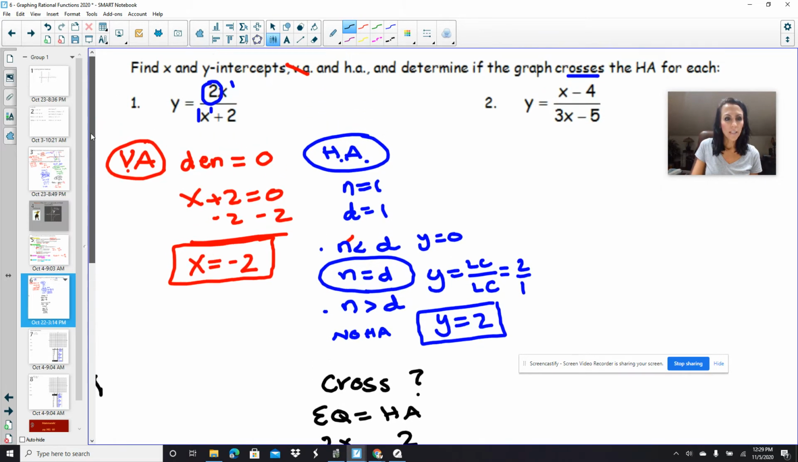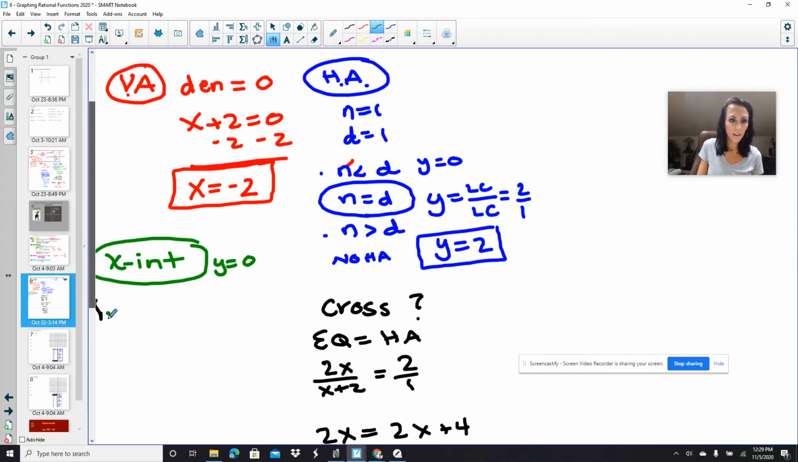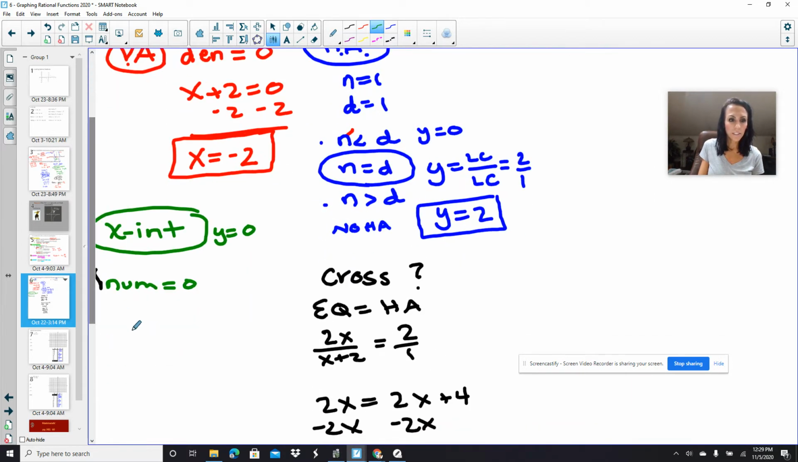Let's go to the x-intercepts. I'll come back down here. X-intercepts, where it crosses the x-axis. That's when y equals 0. Remember, if y equals 0, then that means the numerator must be equal to 0. So all we have to do is set our numerator equal to 0. So 2x equals 0. Divide by 2, x equals 0.